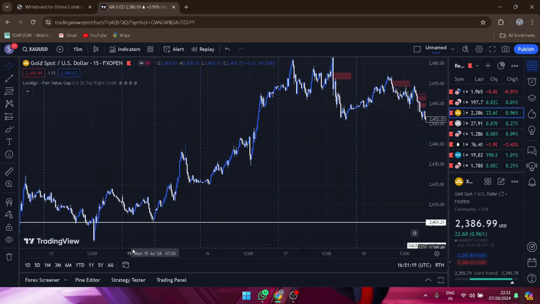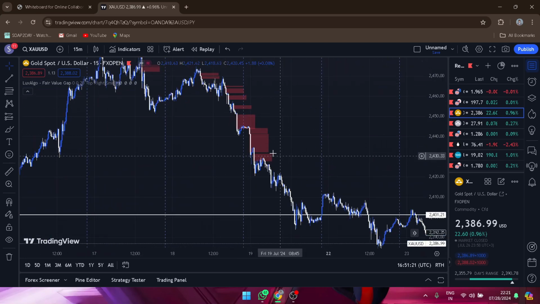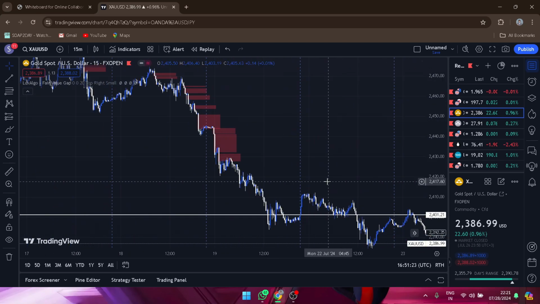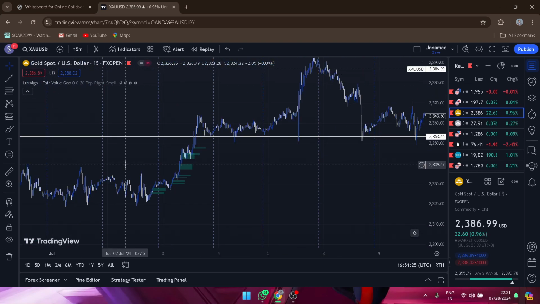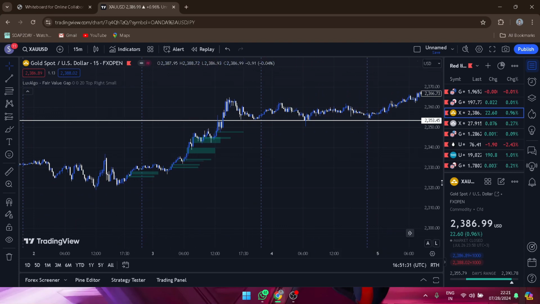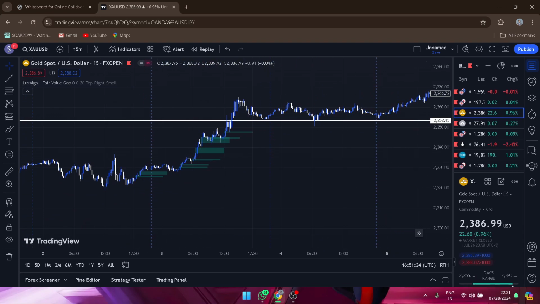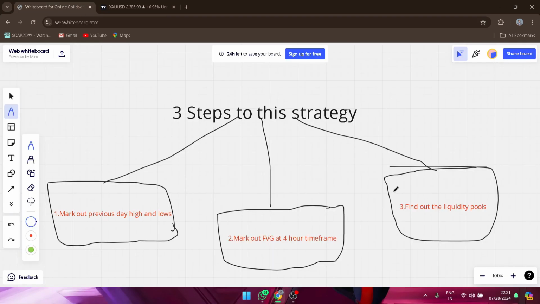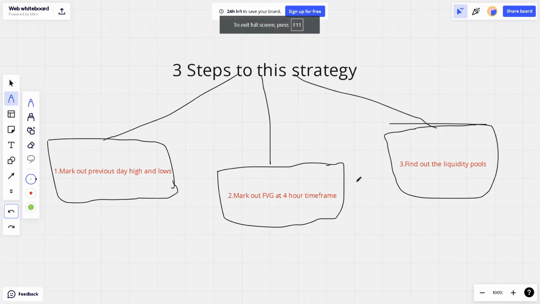If there is a bearish fair value gap, you'll see a red gap. If it's a bullish fair value gap, then you'll see a green gap. All right, so this is basically a fair value gap. We'll come later to what this fair value gap will help in our strategy. Now let's go for step number three. Step number three is find out liquidity pools.